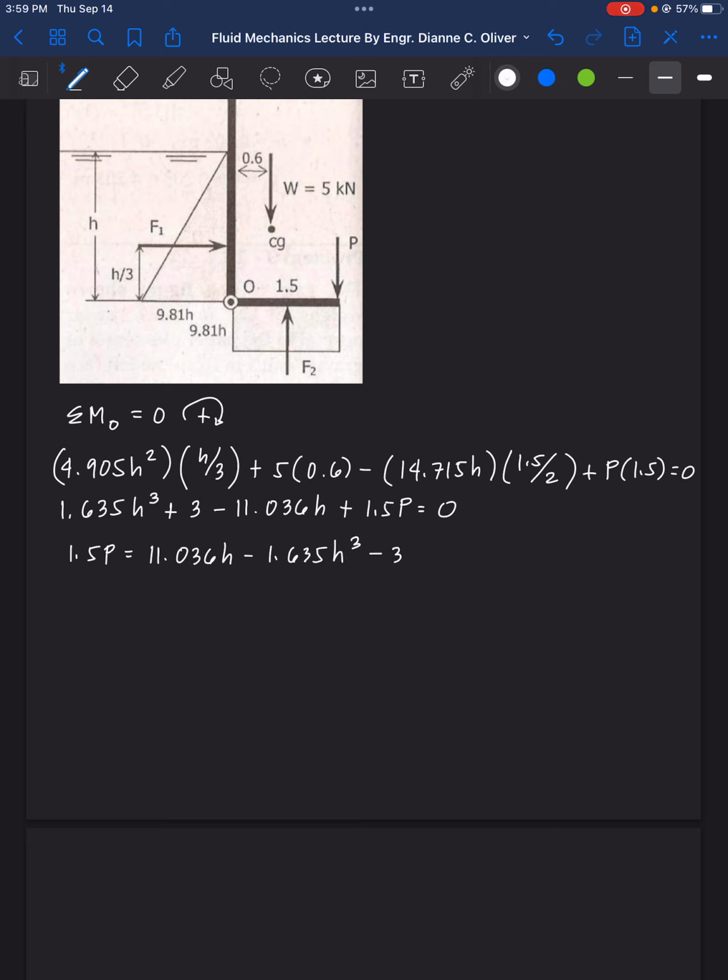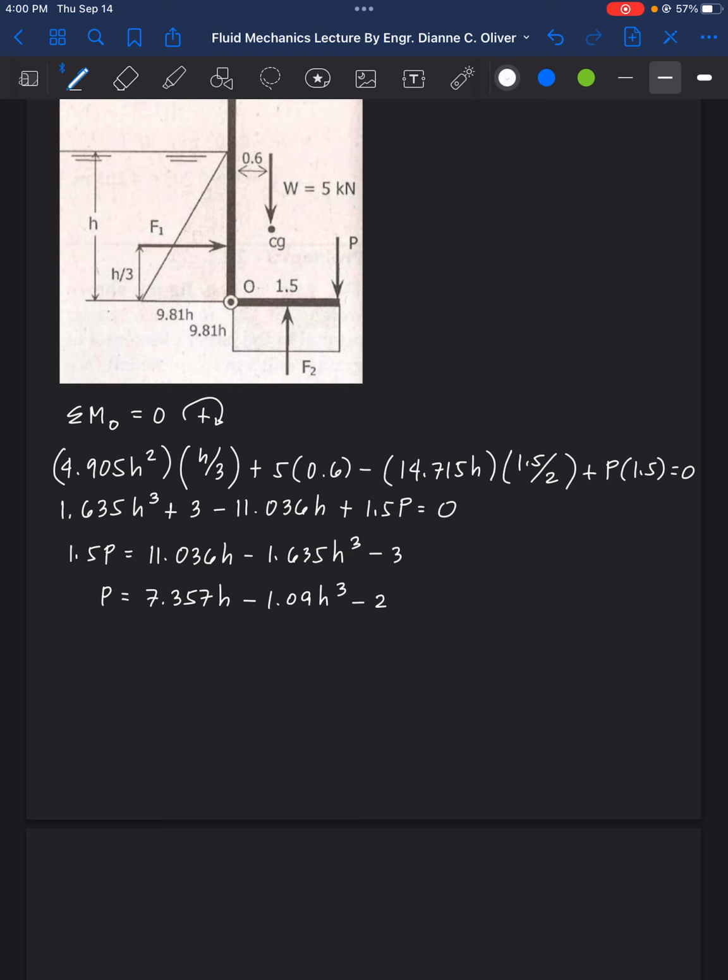Now for P here, divide all terms by 1.5. So 11.036 divided by 1.5, that is 7.357 h, minus 1.09 h cubed, minus 2. So 3 divided by 1.5 is 2.